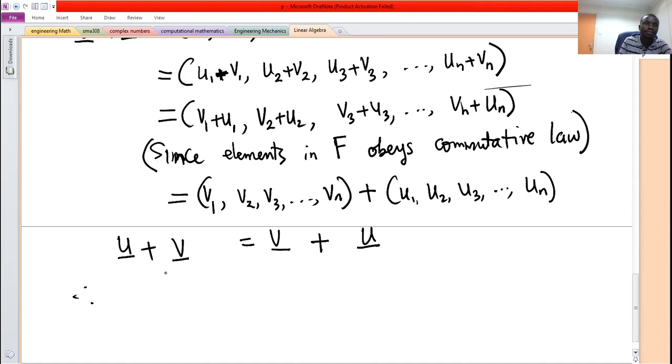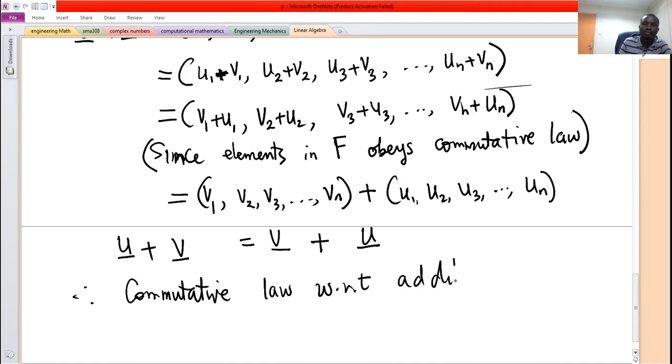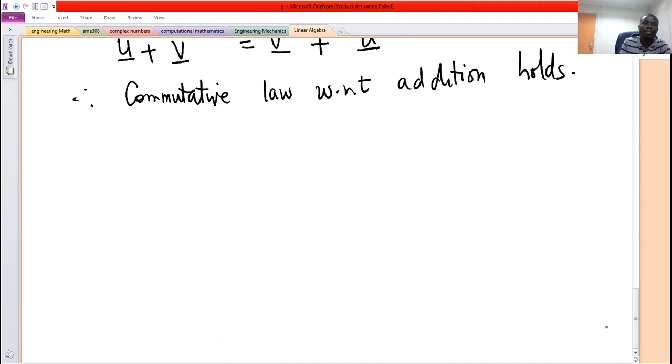So therefore, the commutative law with respect to addition holds. So that's the second property. Number 3, we test associativity.